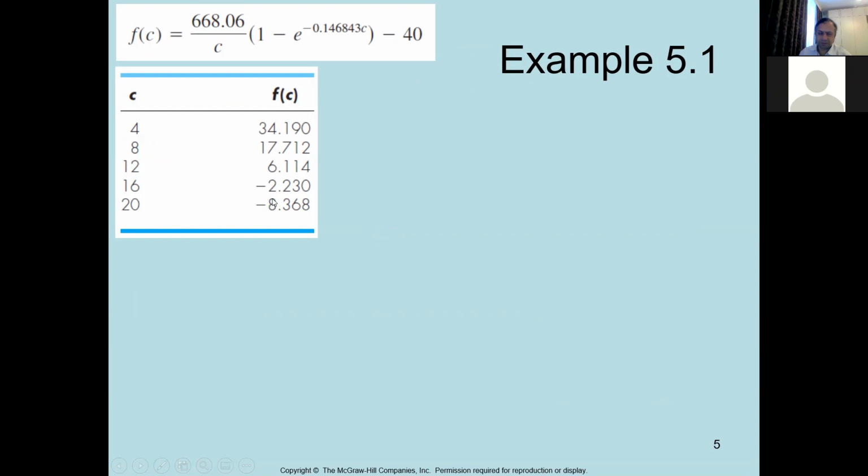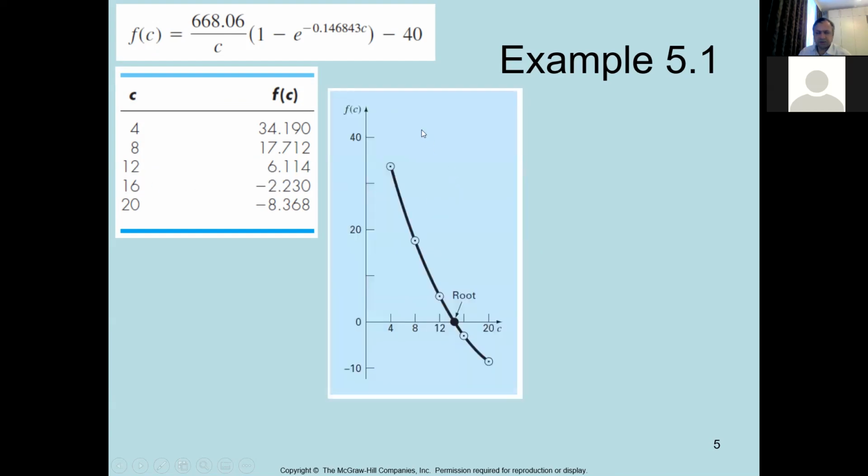Until at some point the value of f of C changes from plus to minus. Roughly, at intervals of 4, the values have been plotted. Because the value of this function changes from plus to minus for values of C between 12 and 16, the root will be between 12 and 16. So here you can graphically plot it.